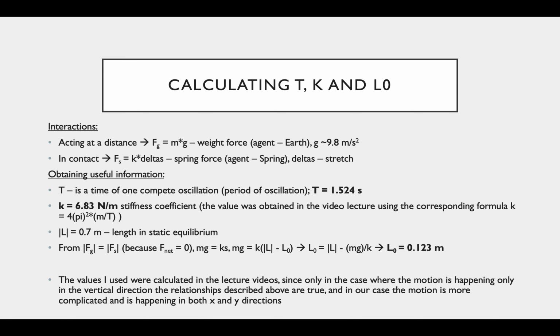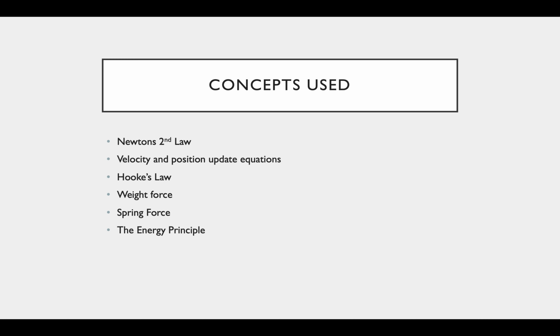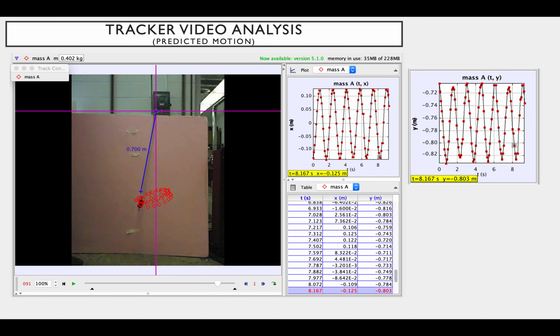On this slide, I have described how to calculate, using the techniques introduced in the lecture videos, the oscillation period, stiffness coefficient, and the relaxed length of the spring for the vertically oscillating motion. You may pause the video now to look closely at the procedure. Here I have summarized the most important concepts used in the experiment: Newton's second law, velocity and position update equations, Hooke's law, gravitational and spring forces, and the energy principle.